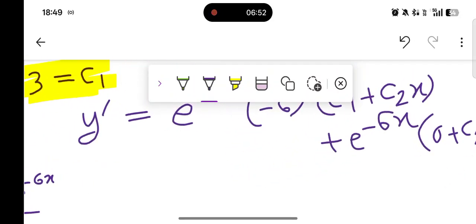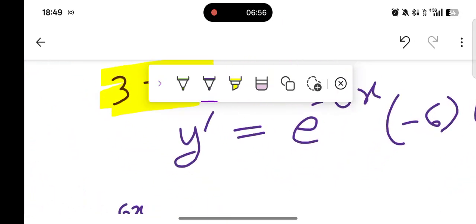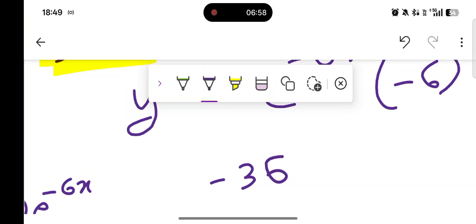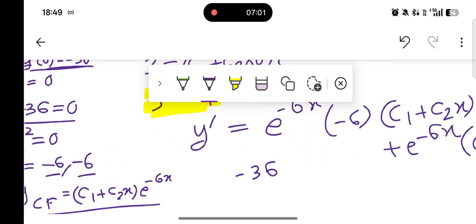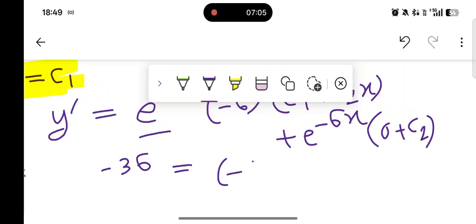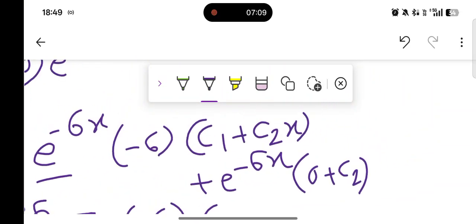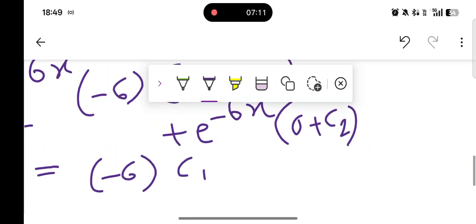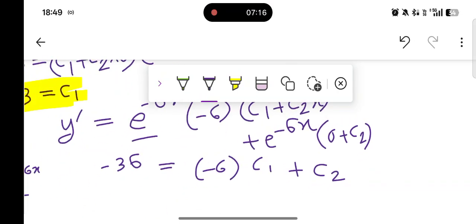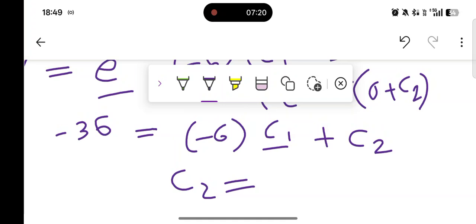Now we have to put the values of x and y dash. The value of y dash is minus 36, and the value of x is 0. So e to the power 0 will be 1, and this will be minus 6 into C1, because C2 into 0 is 0, plus e to the power 0, which is again 1, into C2, right? Very nice. Now we can calculate C2 because we know the value of C1. So C2 is equal to minus 36 plus 6 into 3.